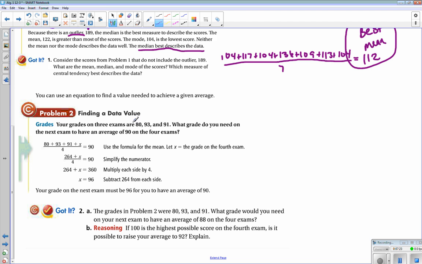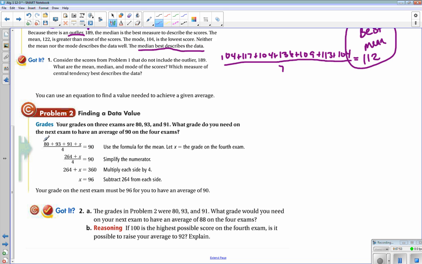Your grades on 3 exams are 80, 93, and 91. What grade do you need on the next exam to have an average of 90 on the 4 exams? So say you want to get an A, we want 90. So here you have data value plus data value plus data value plus your unknown next exam, and you want to divide that by the number of exams there are. In this case, it would be 4. And you want it to equal 90.